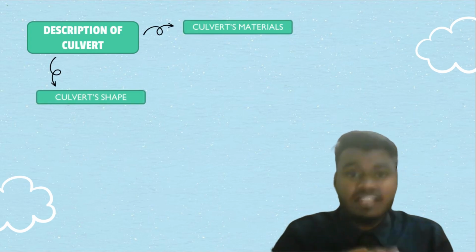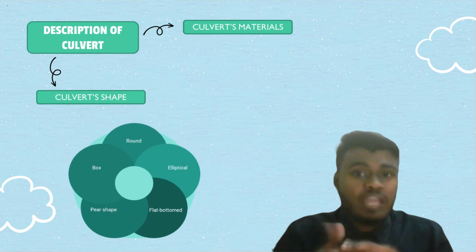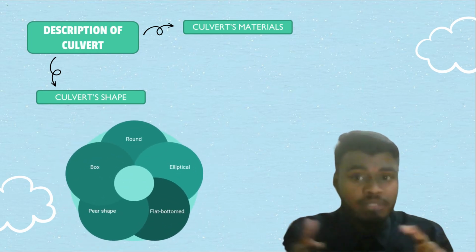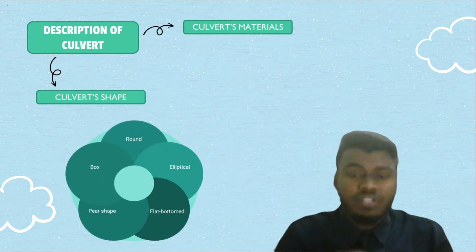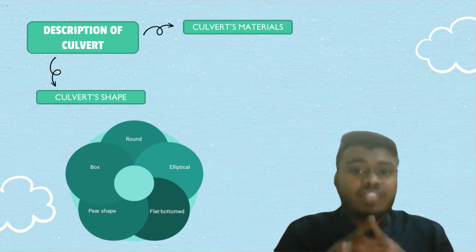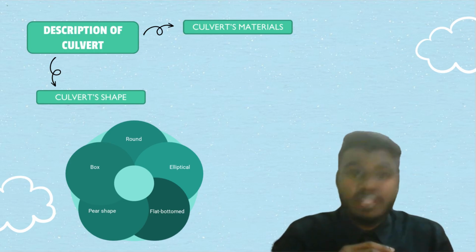Culverts come in many sizes and shapes, including round, elliptical, flat bottom, open bottom, pear shapes, and box-like constructions. The culvert type and shape selection is based on a number of factors, including requirements for hydraulic performance, limitations on upstream water surface elevation, and roadway embankment height.